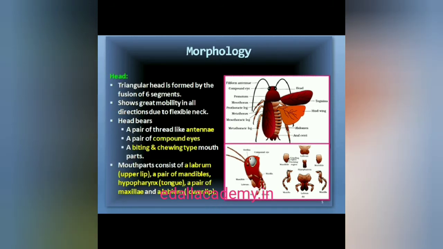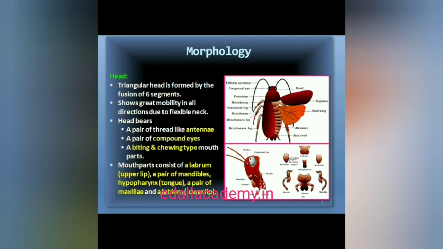The head is triangular in shape and lies anteriorly at right angles to the longitudinal body axis. It is formed by the fusion of 6 segments and shows great mobility in all directions due to a flexible neck. The head capsule bears a pair of compound eyes. A pair of thread-like antennae arise from membranous sockets lying in front of the eyes. Antennae have sensory receptors that help in monitoring the environment.